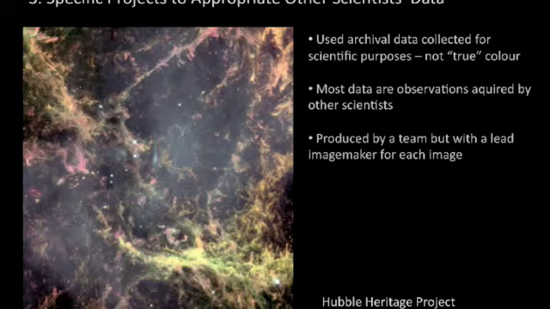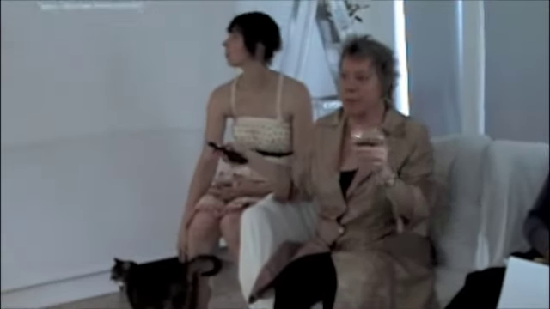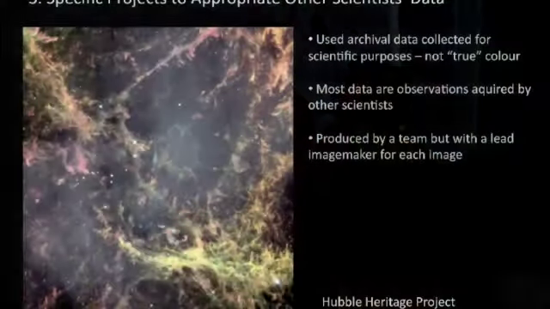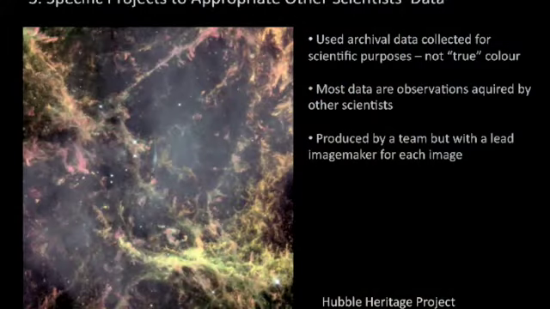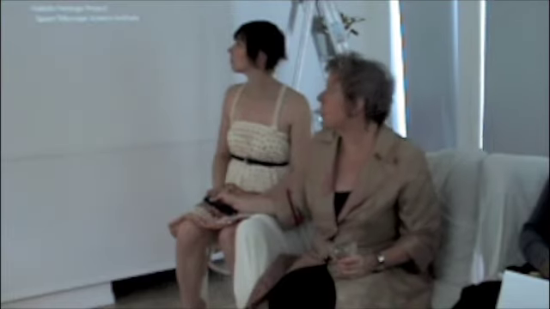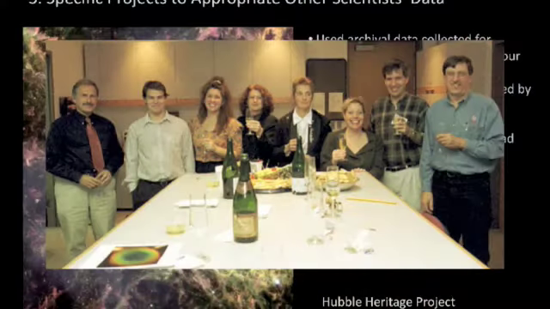Okay, so what we did was we used archival data collected for scientific purposes. That means it can never be true color images. It's only narrow band imaging. Right? Most of the data are observations acquired by other scientists. We have to work with them. And it's produced by a team, but each image had a lead image maker in that team, and then we would decide on the final product together. There's the team, early on. I'm a short one.